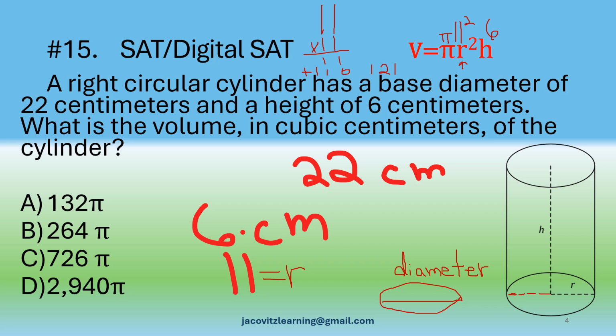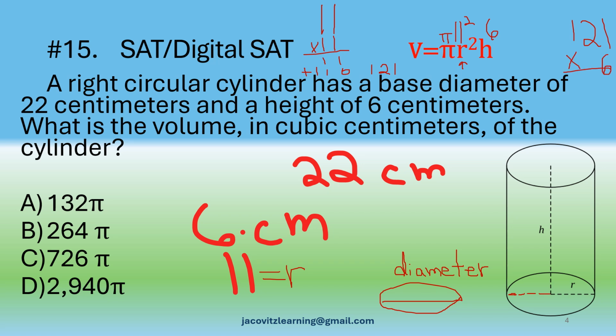Okay, so now you're going to have the next part of this formula written over, and you're going to have 121 for your r squared. You're going to have your pi there, and you're going to have your height, and then all you're going to have to do is multiply 121 times 6.